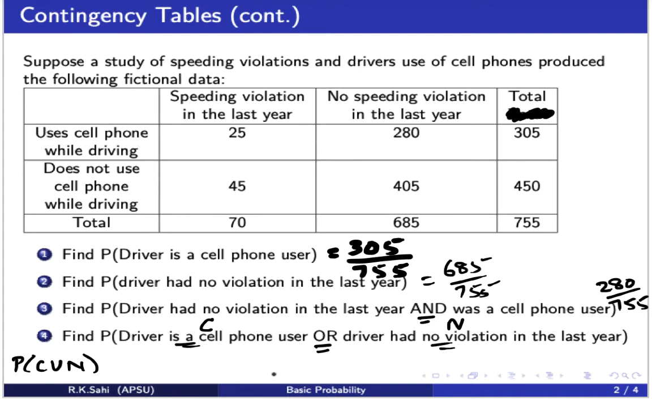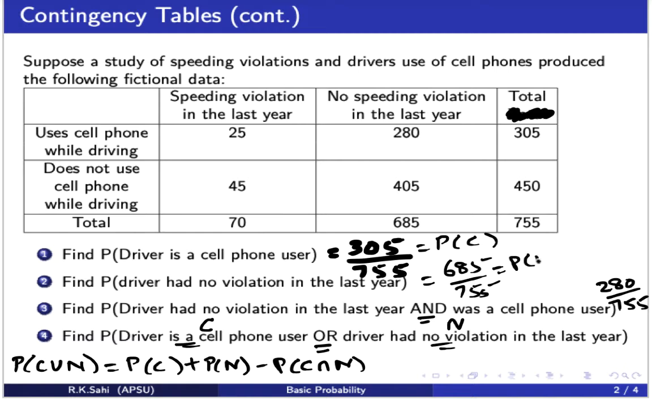N is no violations. Now if you remember, the general addition rule is probability of C plus probability of N minus probability of C intersection N. So remember, a cell phone user is basically probability of C. No violation is probability of N here. And then no violation and a cell phone user, we're talking about this probability of C intersection N.